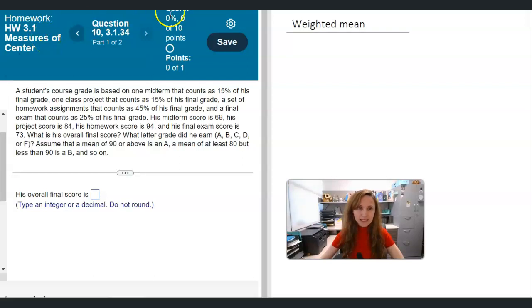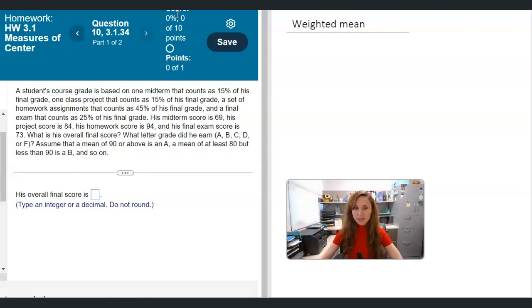A student's course grade is based on the midterm that counts as 15% of his final grade, one class project that counts as 15% of his final grade, a set of homework assignments that count as 45% of his final grade, and a final exam that counts as 25% of his final grade. His midterm score is 69, his project score is 84, his homework score is 94, and his final exam score is 73. What is the overall final score?